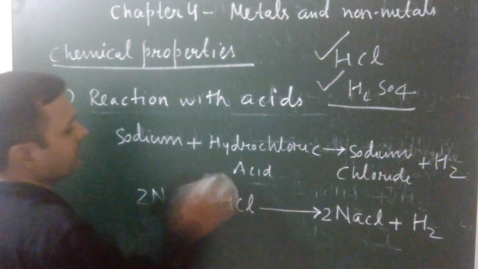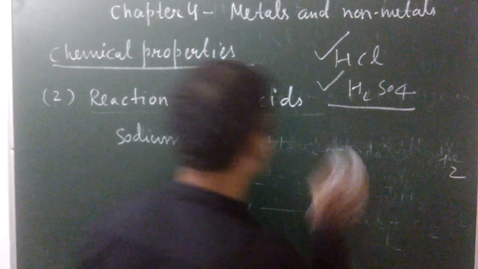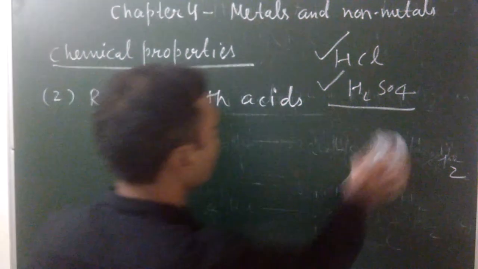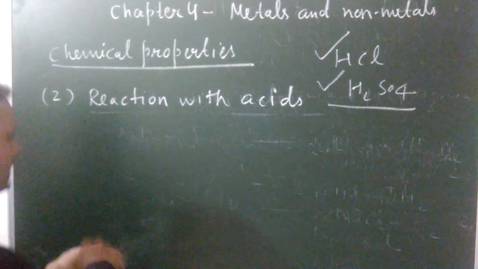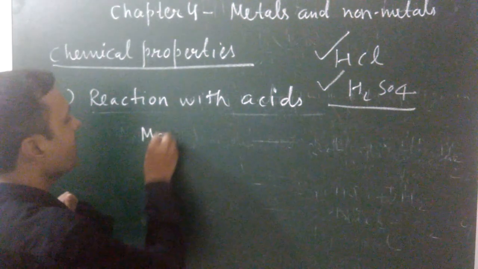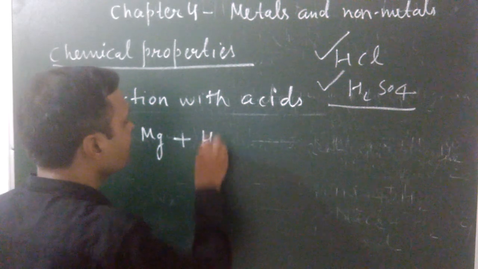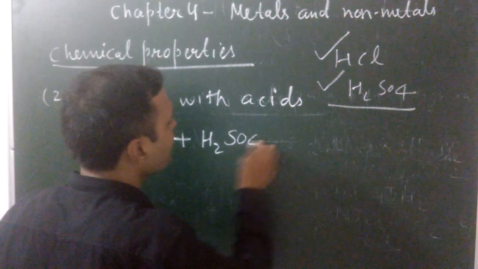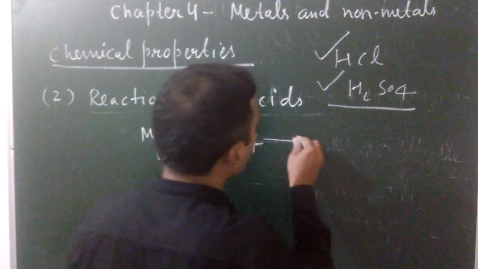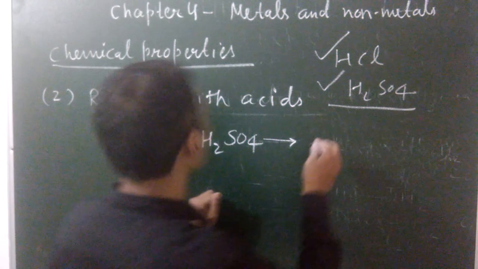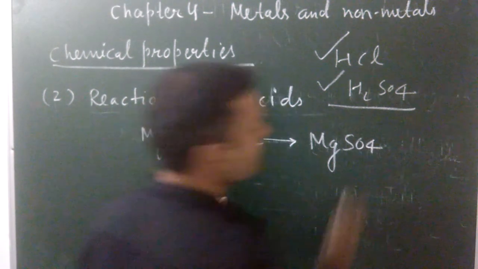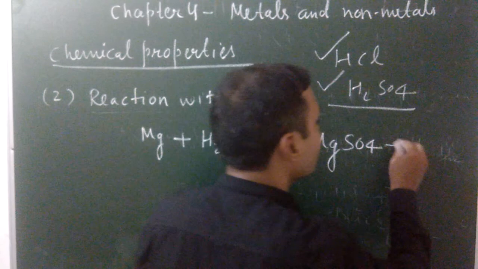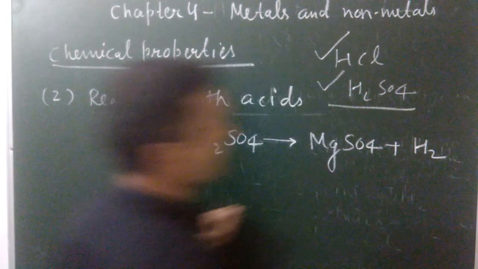Now come to the next reaction of magnesium with sulfuric acid. Directly I will write the symbols: Mg plus H2SO4. It forms a salt. The salt is MgSO4, that is magnesium sulfate, and gives hydrogen gas.